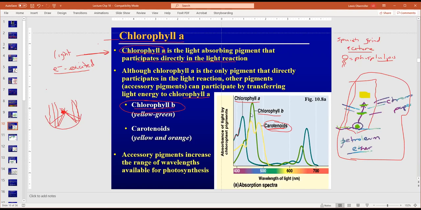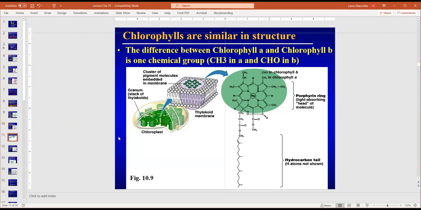And so accessory pigments increase the wavelength range that plants can absorb. But one thing that you can see here is that this is the absorbance. This graph shows you that plants are very poor at absorbing light in the green and yellow spectrum here, which basically tells you plants are greenish yellow, which you already knew.